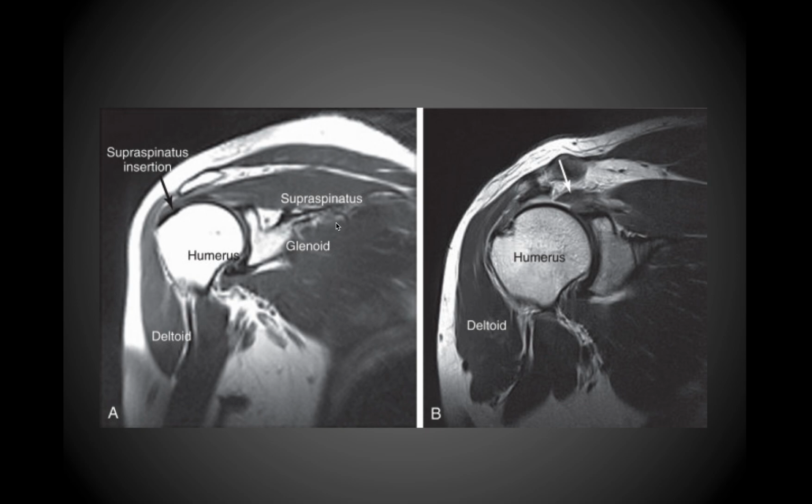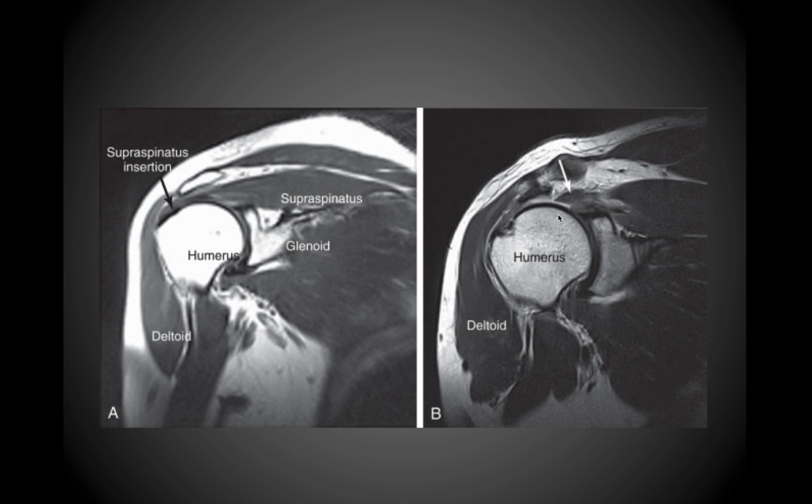So some of the muscles that contribute to it, remember, it's the SITS muscles. So you can see the supraspinatus here as one of the muscles. The subscapularis is going to be another one, as is the infraspinatus and the teres minor. And so in this case, this is a normal supraspinatus up here, where you can see it traveling underneath the acromion process and eventually inserting onto the greater tubercle of the humerus.